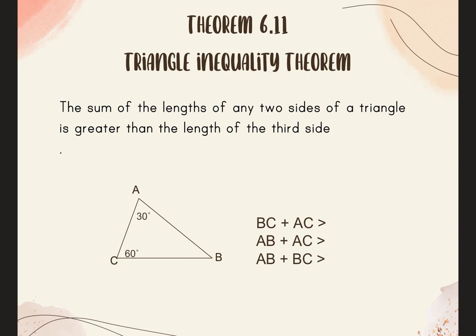The triangle inequality theorem says the sum of the lengths of any two sides of a triangle is greater than the length of the third side. So the sum of any two sides has to be bigger than the third side, which means if I have BC and AC, add those together, it has to be bigger than AB.